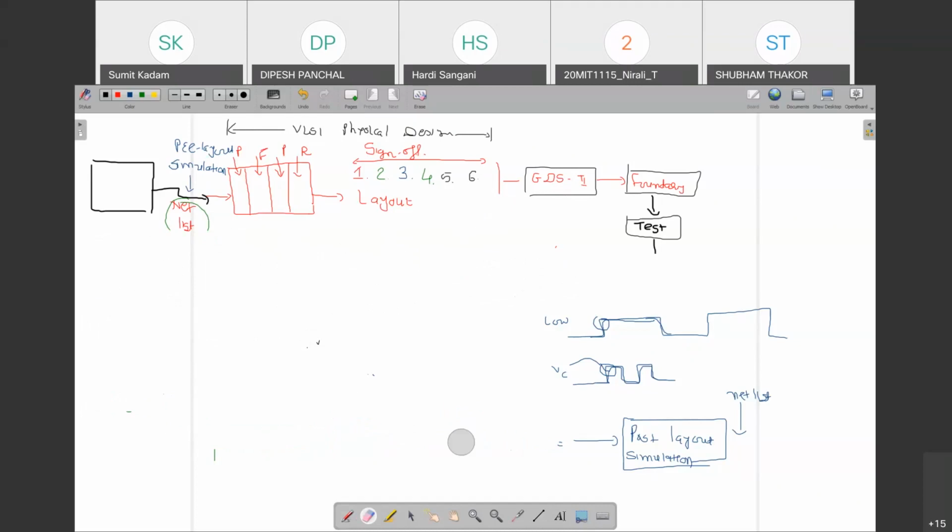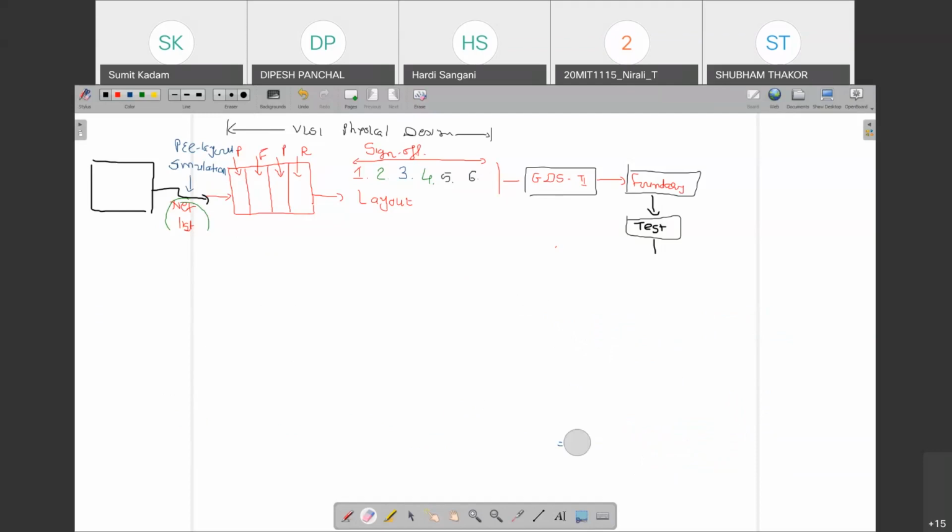Sir, on what basis we select DRC rules? So as I said, this is foundry requirement. You cannot violate the foundry requirement. They say that channel length at least 2 lambda. So if you are working in the 180 nm, minimum channel length, you have to keep 180 nanometer. W of diffusion is 4 lambda. So these are the fixed rules. You cannot violate, you cannot avoid those rules.